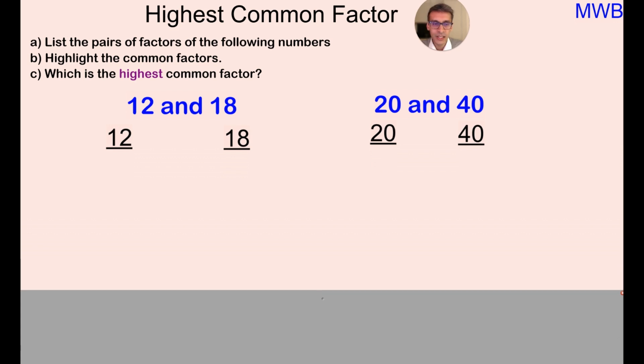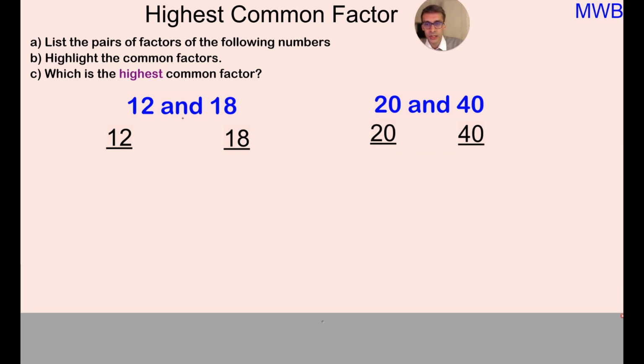So we've got two questions here. We've got 12 and 18, and 20 and 40. So two separate questions. What I want you to do for each of these is list the factor pairs. So for example, for 12, the first factor pair would be 1 times 12. Second factor pair is 2 times 6, 3 times 4, and that's going to be it. So those are all the factor pairs of 12.